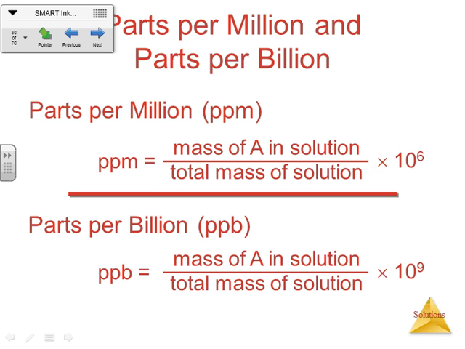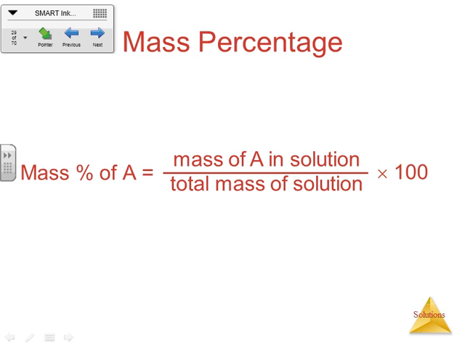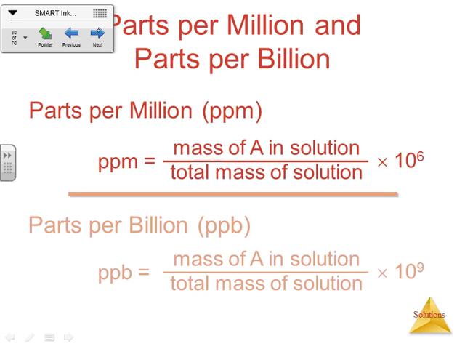Okay, so that's another couple. These are basically, and what I want you to understand here, these are basically mass percentages, but they are expressed... I mean, if you have a really, really small percentage, that's when the parts per million or parts per billion might be useful. Okay.